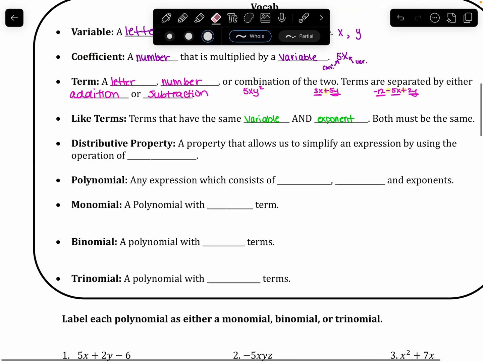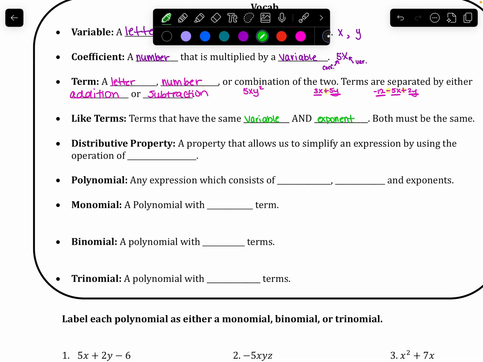All right, the distributive property. It is a property that allows us to simplify an expression by using the operation of multiplication. Let's do blue.